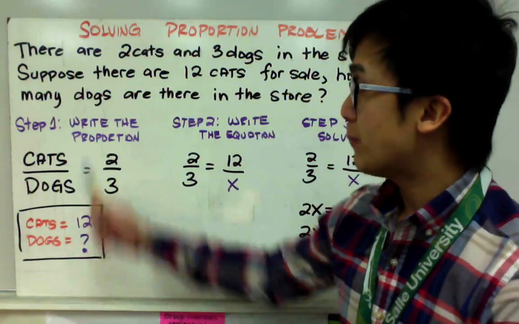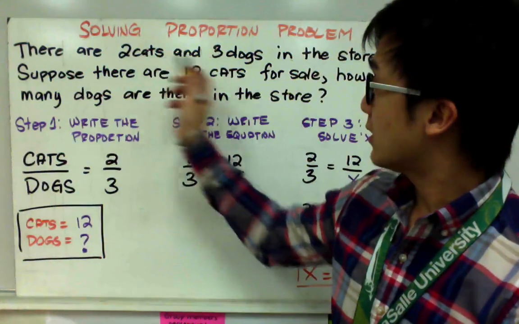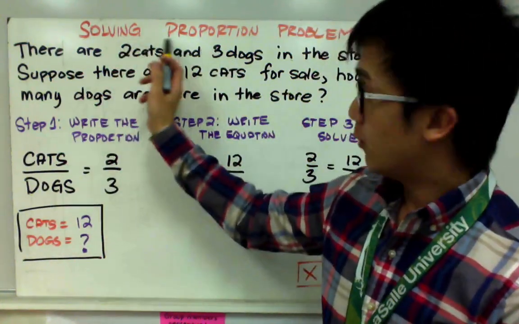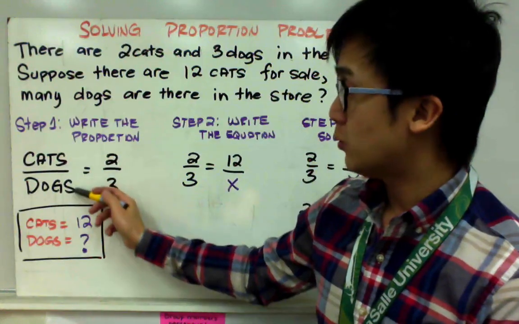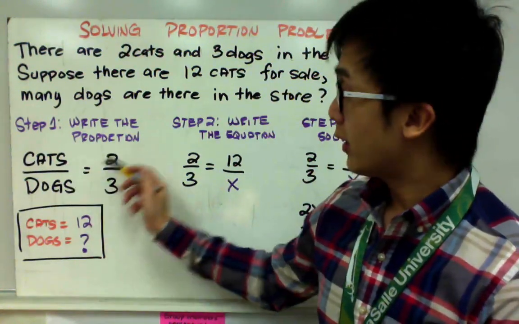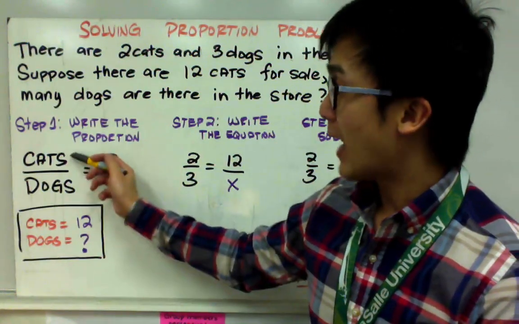So, ang first step nyo, kailangan nyo magsulat ng proportion. So, here, cats and dogs. So, inuna ko si cats kasi yung una ko nakita dito sa word problem. So, cats is to dogs or cats over dogs. So, dito ang given ratio is 2 is to 3. So, 2 is to 3, ang cats is to dogs.